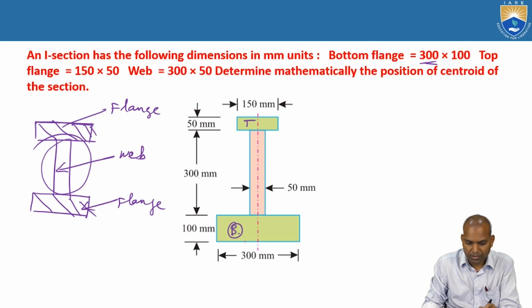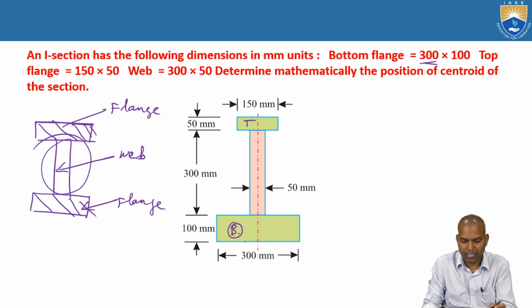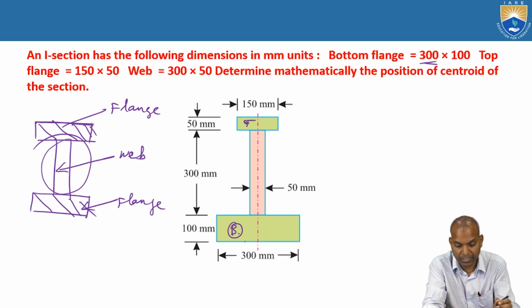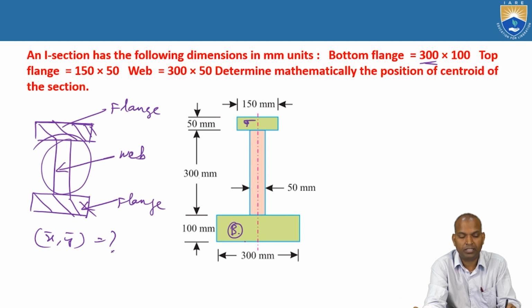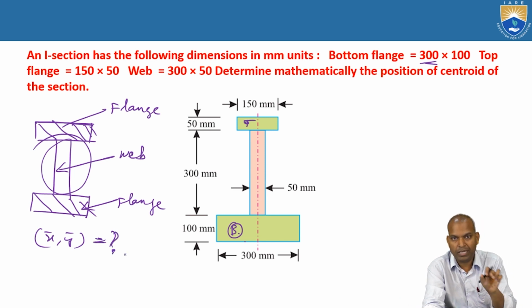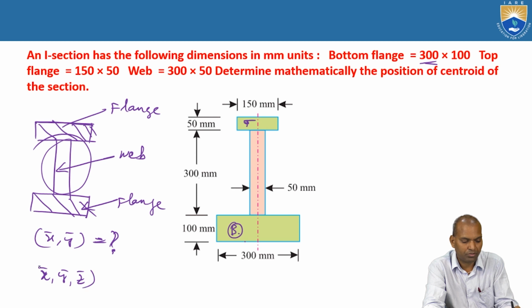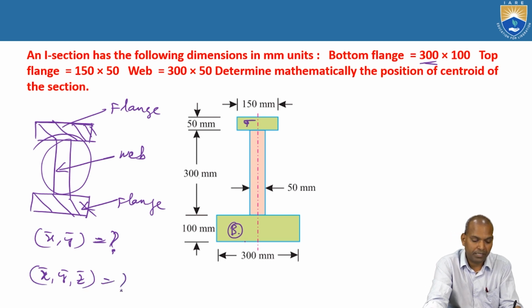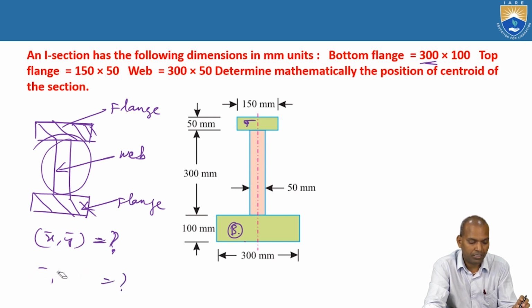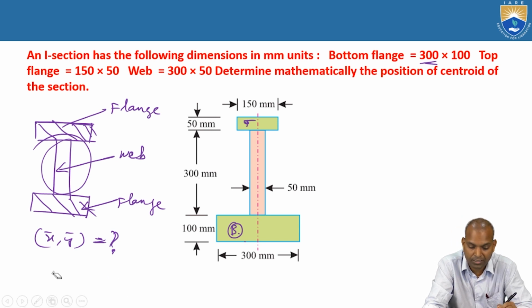Again, how to locate the centroid of this? We want the centroid, bar x and bar y. For the location of geometry, there are coordinates. We want bar x and bar y for the plane. For three dimensional, we need bar x, bar y and also bar z. But here we are talking about the centroid, so bar x and bar y are for plane figures, two dimensional objects.